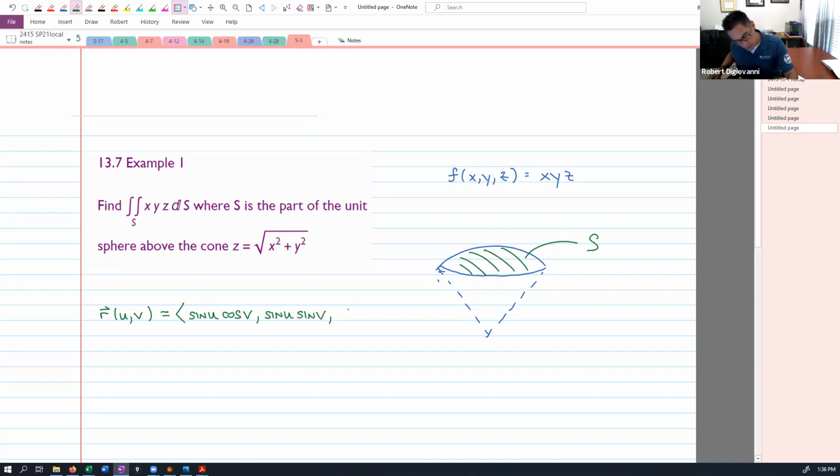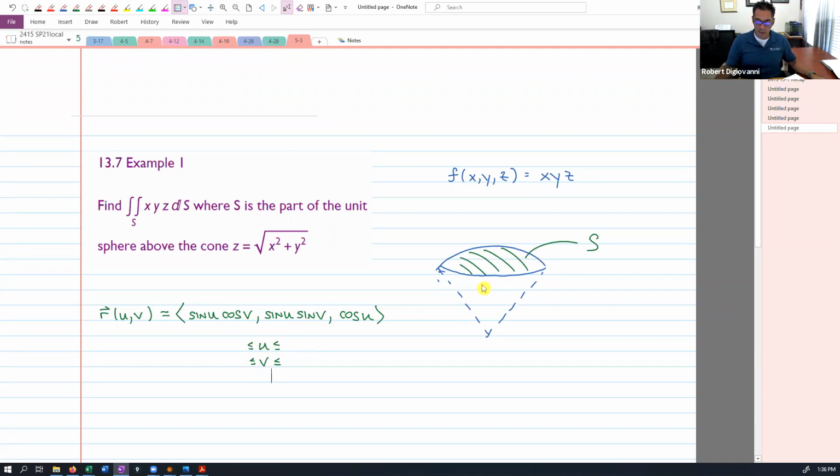And then cosine, you know. Okay, so this should draw us the unit sphere, but it draws the whole thing. If I let u go between 0 and pi and v go between 0 and 2 pi, it draws us the whole thing. We don't want the whole thing, right? We just want this.